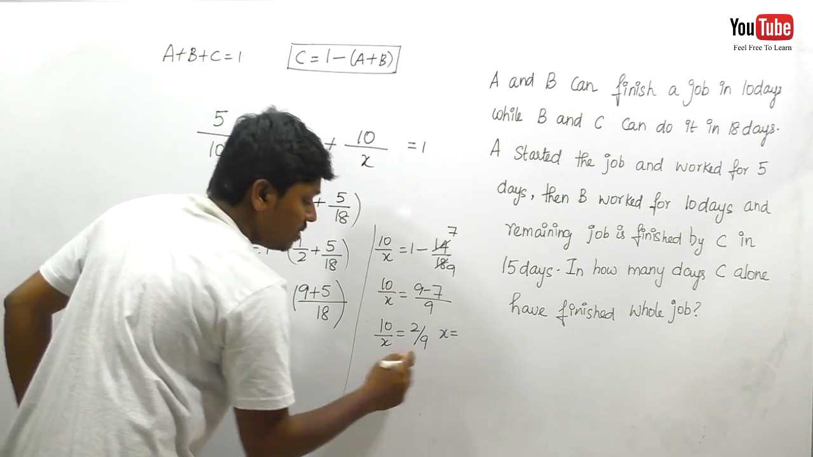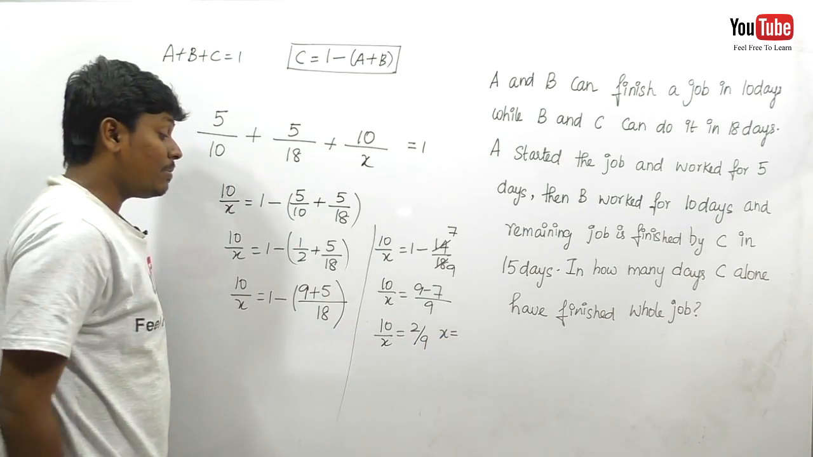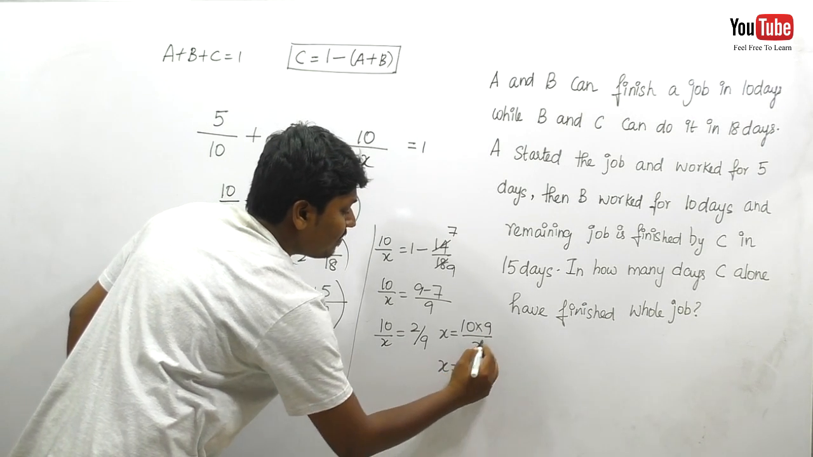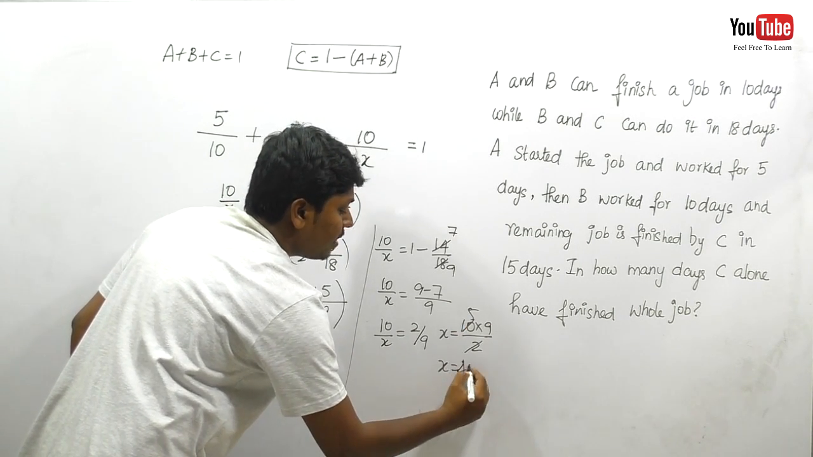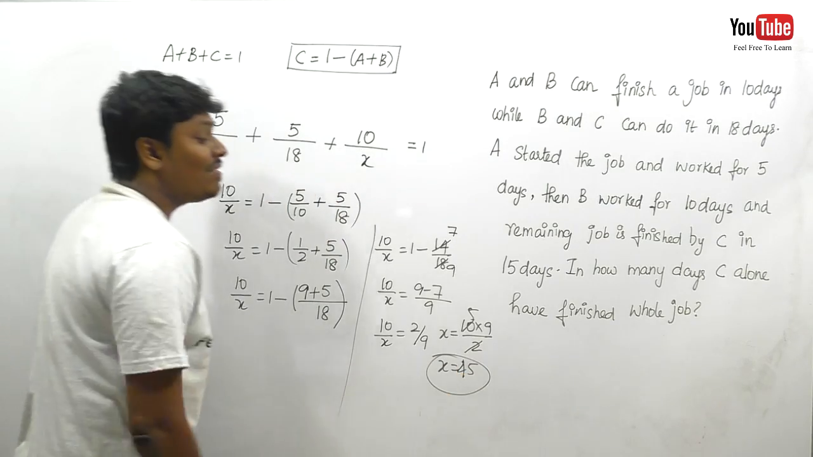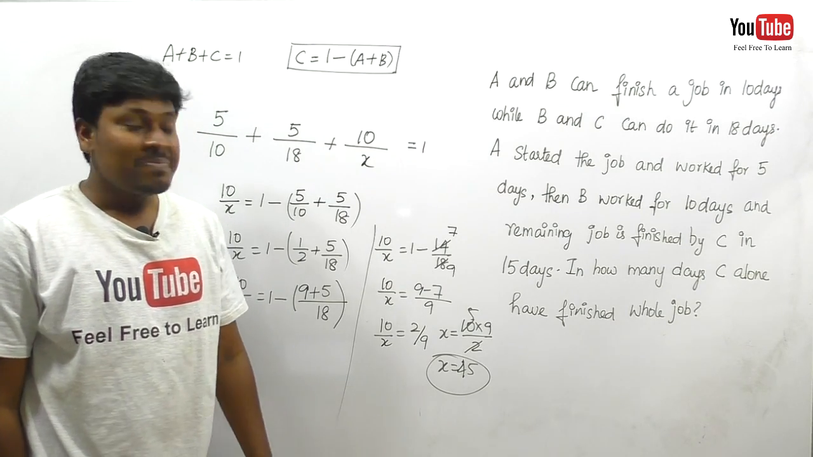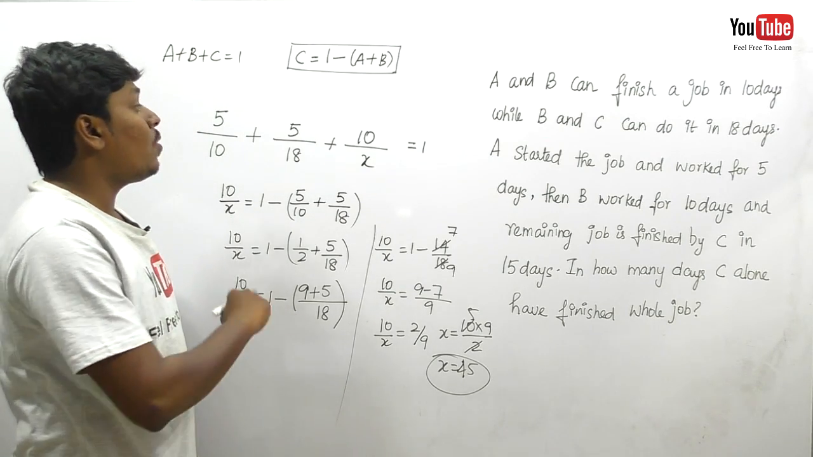So X is equal to, when we bring this X to the numerator, 10 into 9 divided by 2. So finally, by cancelling 5 times, X is equal to 45. So finally, according to the given data, we can clearly say that C alone can finish the work in 45 days. So friends, I hope everyone now understands this concept.